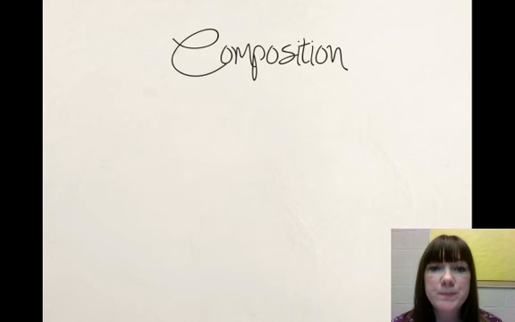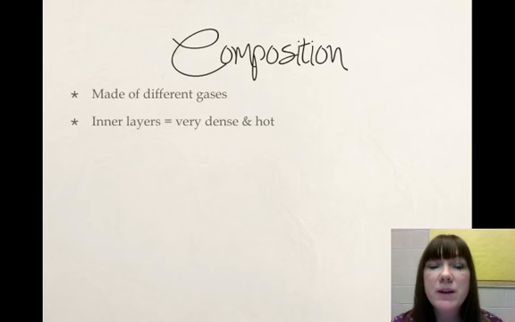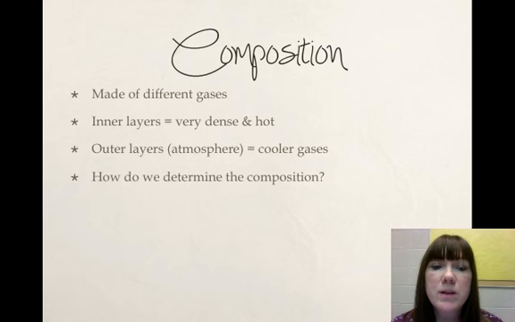Now let's look at the composition, or what stars are made out of. They're all made of different gases. The inner layers of the stars are very hot and dense, and the outer layers, which we sometimes call the atmosphere, are the cooler gases. So how do we determine the composition? How do we know what stars are made out of?